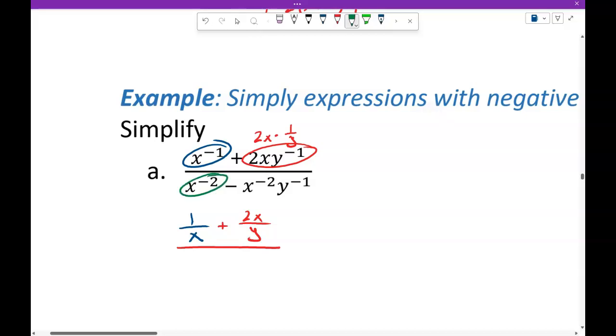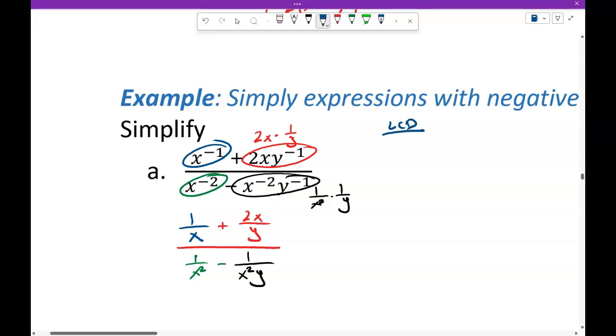Then we move to the denominator. We're going to have 1 over x squared. And then for the second term in the denominator, this is 1 over x squared times 1 over y, leaving us with 1 over x squared y. We can solve this using either method, method 1 or method 2. I'm going to solve by using method 2.